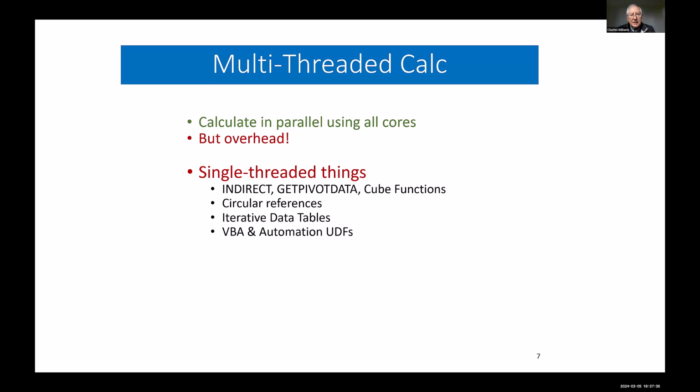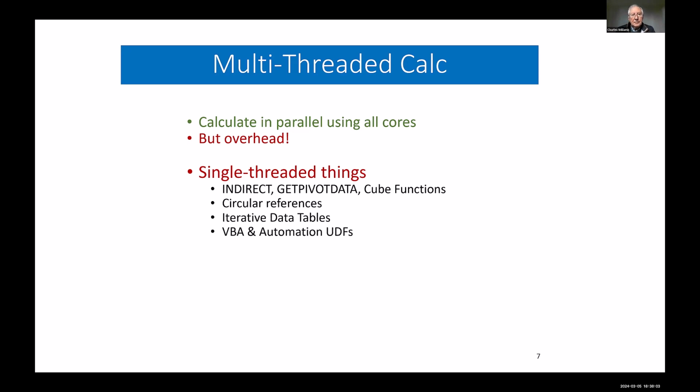These are things like INDIRECT, which I call Excel's most evil function. GETPIVOTDATA, cube functions. If you're running circular references, iterative circular references, that's single-threaded. Iterative data tables, often used in real estate calcs and so on. And VBA and automation is pretty much single-threaded.